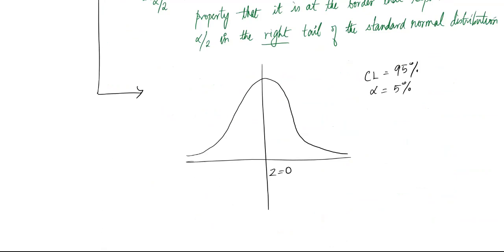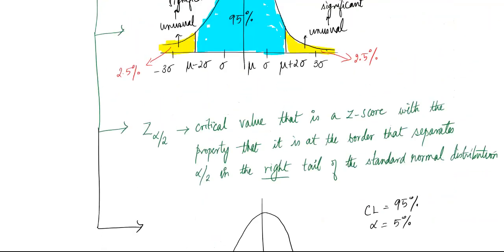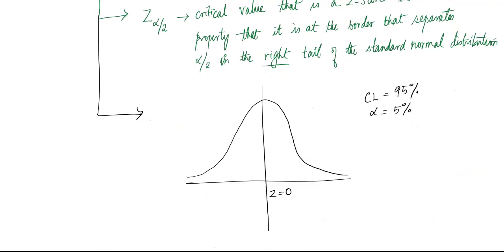And you need to divide this alpha into those two regions, one for the left and one for the right. And because they're equal regions, you need to do alpha over 2. Alpha over 2 gives you 2.5% for each tail, right? So if you're only focusing on the right tail, then you got the 2.5%.